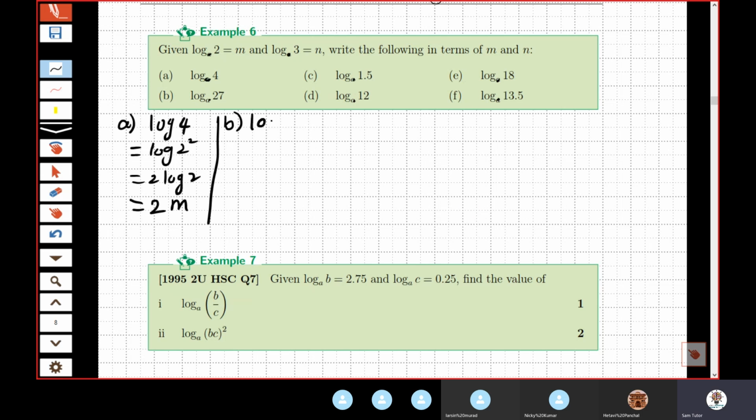Log 27. Who wants to try that one? And it's just going to be 2's and 3's just hidden. Wouldn't it just be 3 squared? Ooh, not 3 squared. 3 squared is not 27. 3 cubed, correct. 3 cubed. And then what do you do with the 3? Bring it down. And then what does log 3 equal to? N. So it'll be 3n.